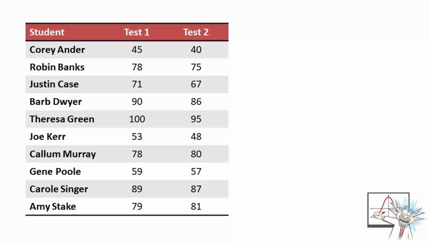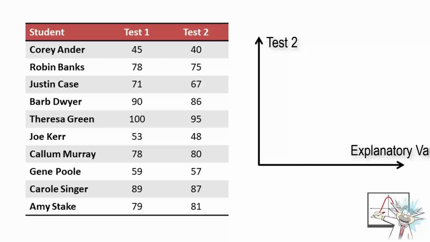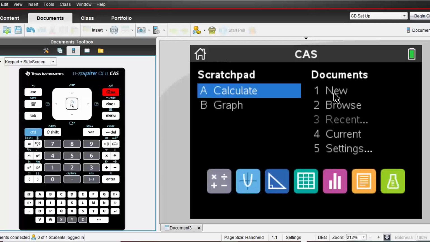We need to set up a set of axes where on the vertical axis is the response variable, which in this case is test 2. On the other axis, the explanatory variable is test 1. It's important that we do a plan like this so we've got a clear picture as to what we are doing. So it's time to create a new document.